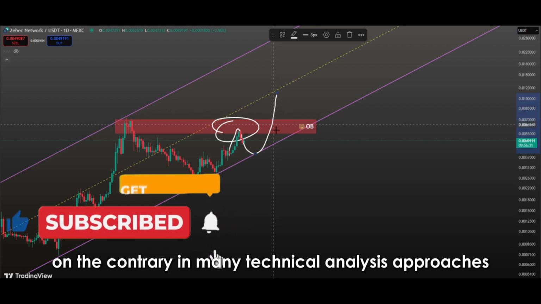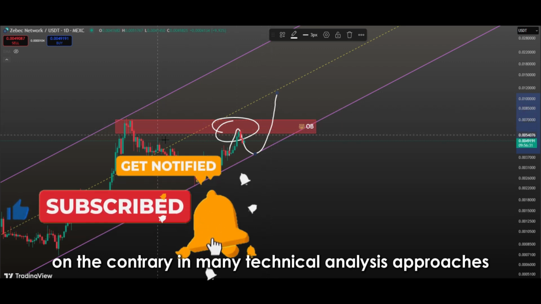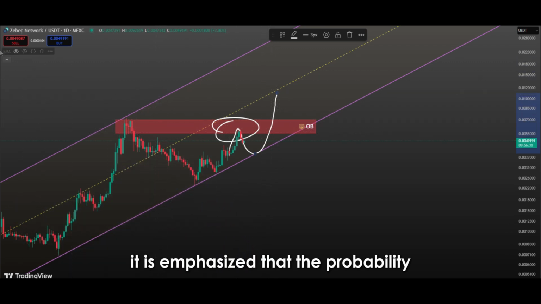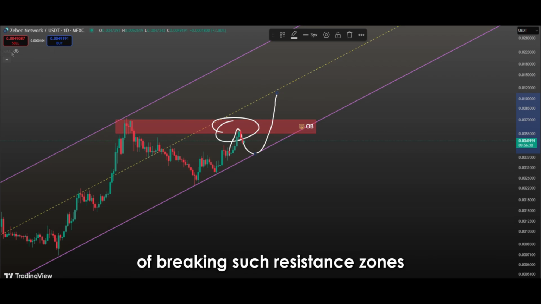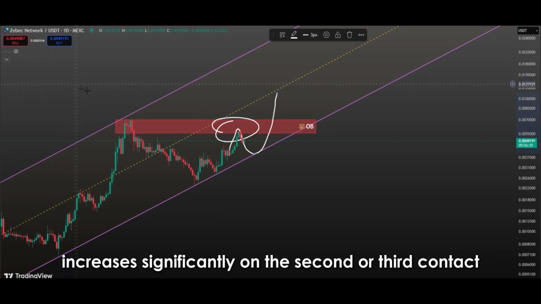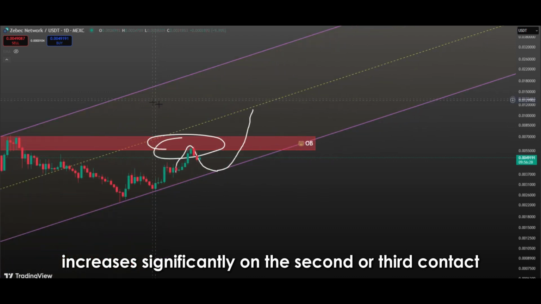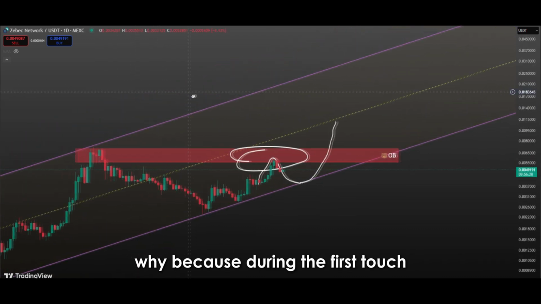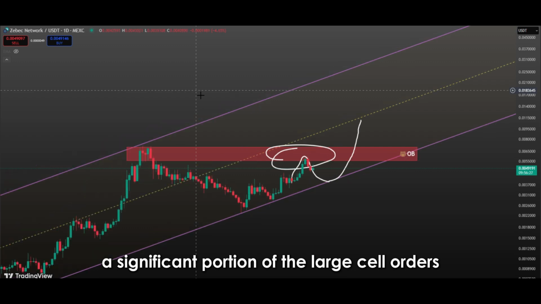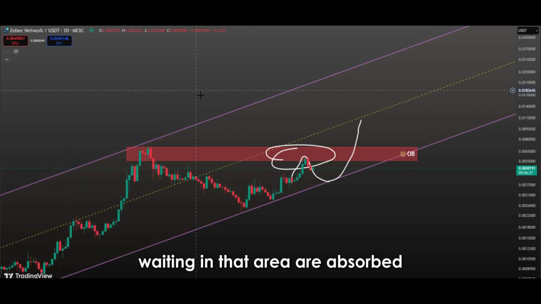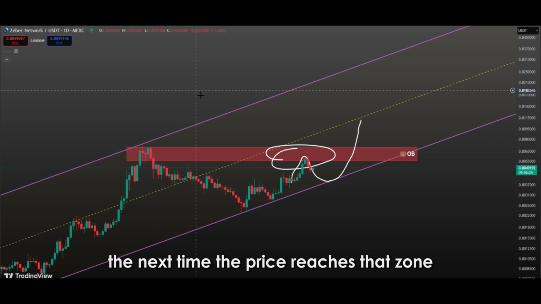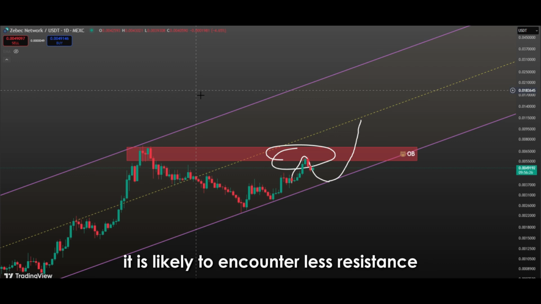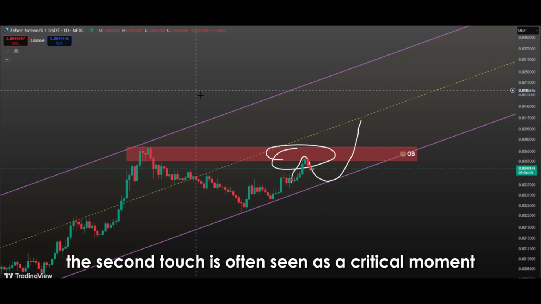On the contrary, in many technical analysis approaches, it is emphasized that the probability of breaking such resistance zones increases significantly on the second or third contact. Why? Because during the first touch, a significant portion of the large sell orders waiting in that area are absorbed. With this liquidity depleted, the next time the price reaches that zone, it is likely to encounter less resistance. For this reason, the second touch is often seen as a critical moment.